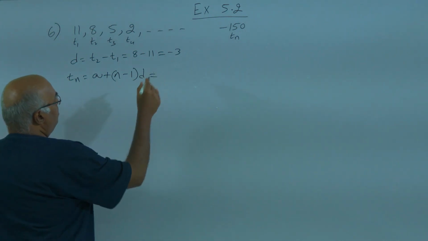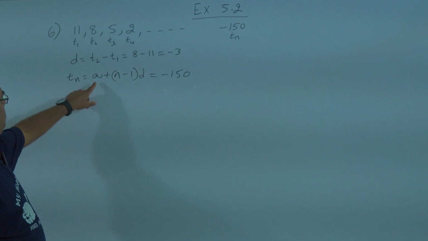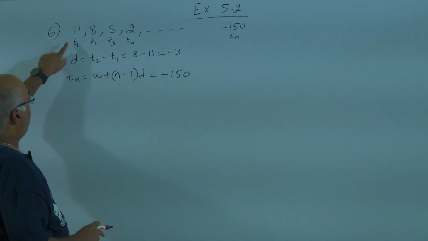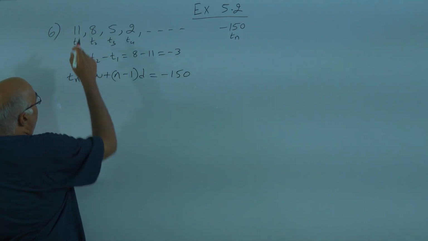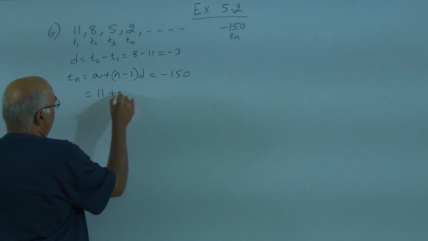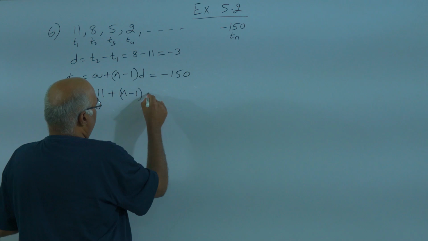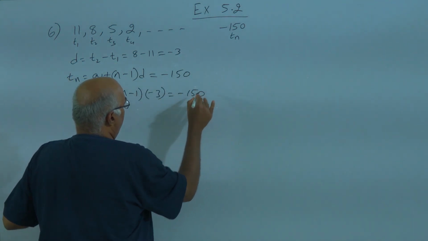So this we assumed it to be equal to minus 150. Now let us substitute the values of a and d in this equation. A is nothing but the first term of the given arithmetic progression. So a is equal to 11, 11 plus (n minus 1) into d, which we got as minus 3. So 11 plus (n minus 1) into minus 3 is equal to minus 150.